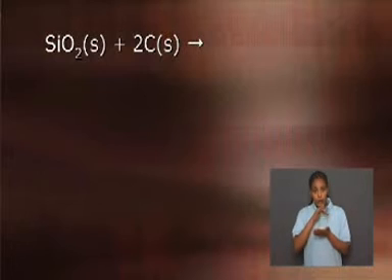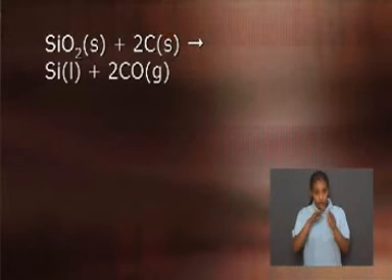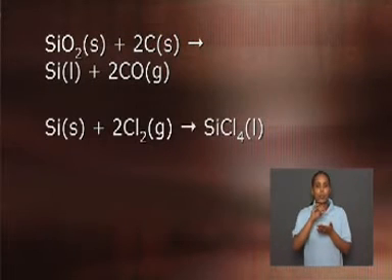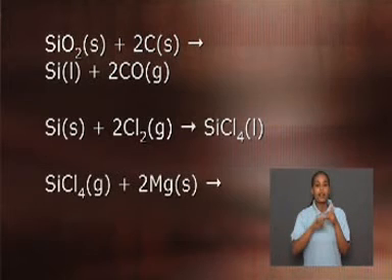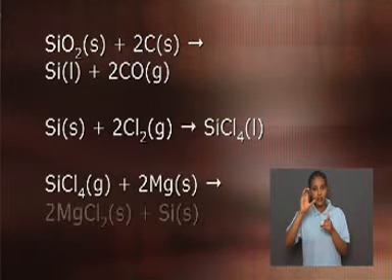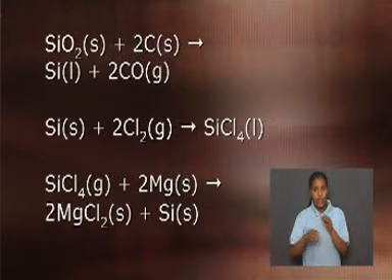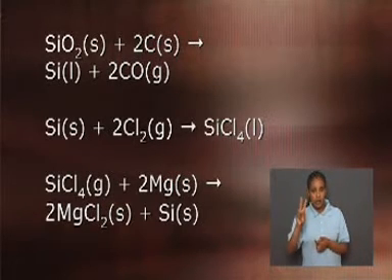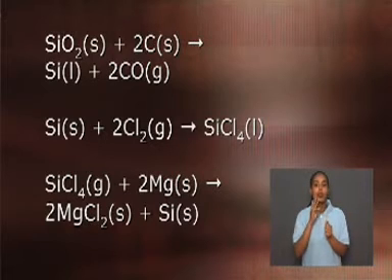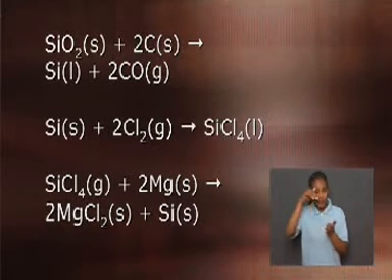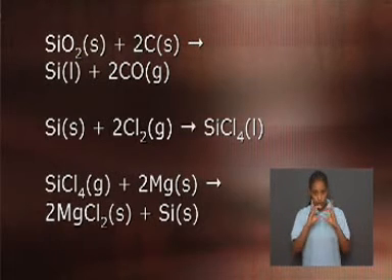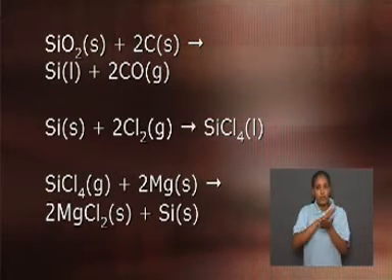Impure silicon is first obtained by reducing silica with carbon. Then, the impure silicon is allowed to react with chlorine. Finally, the silicon tetrachloride is reduced by adding magnesium metal. The magnesium chloride is washed away with water, and then the silicon is remelted and made into bars. Zone refining is used as a final purification process.